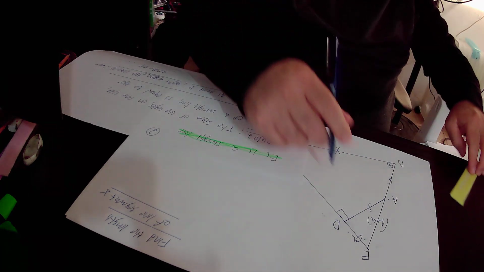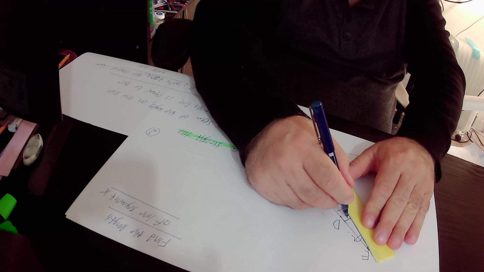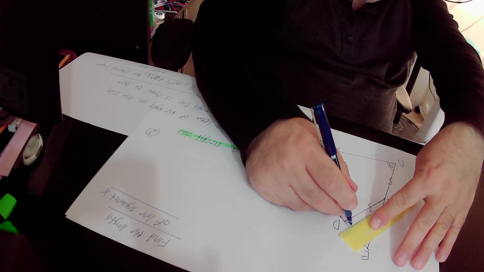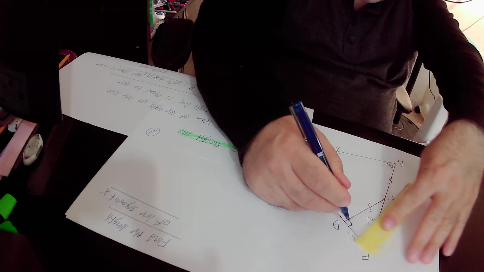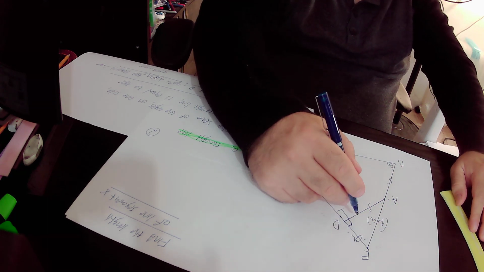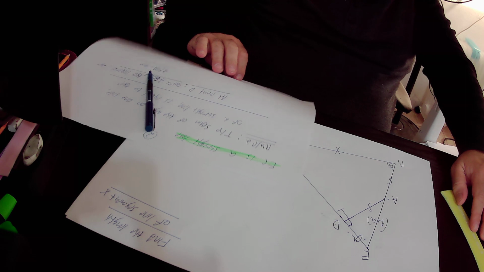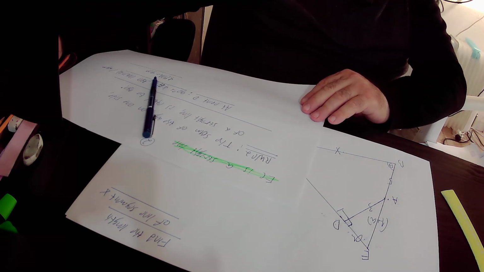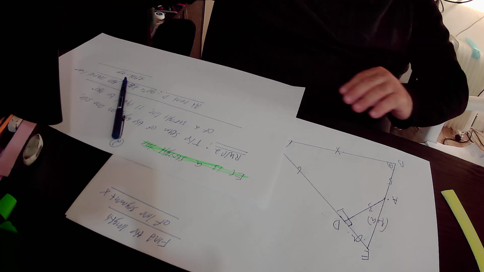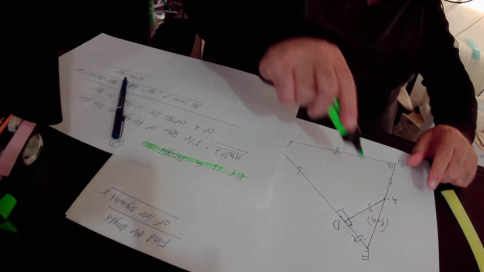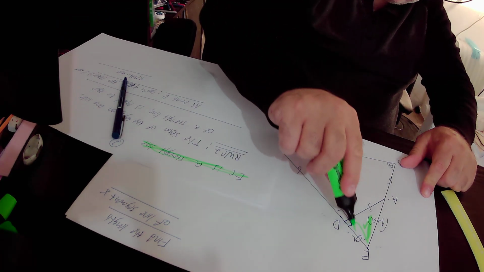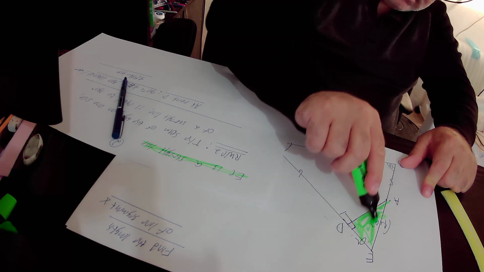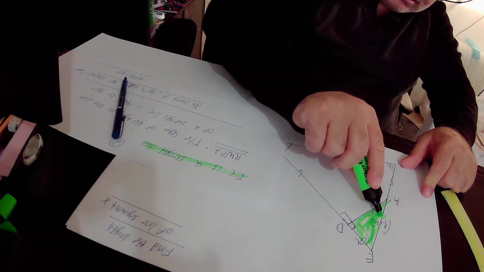So this angle is a right angle, it is equal to 90 degrees. So if angle EDA equals 90 degrees, it means that the green triangle is a right triangle. Therefore, we can implement the Pythagoras theorem in the green right triangle, triangle EDA.